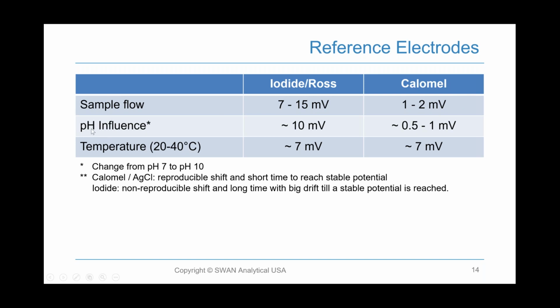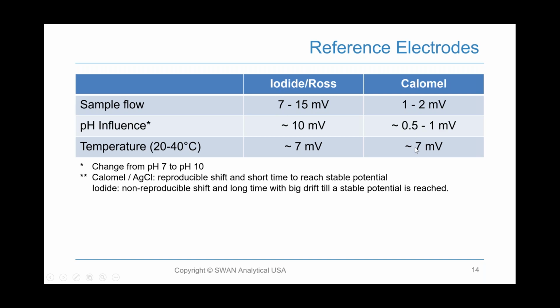When we varied the pH, we saw a significant drift, approximately 10 millivolts, of the Ross electrode, and a maximum of 1 millivolt for the calomel. When we changed the sample temperature from 20 to 40 degrees centigrade, both electrodes drifted approximately 7 millivolts. So why is this significant? Well, if you have all three of these parameters fluctuating at the same time, you can have as much as 32 millivolts drift with the Ross electrode, whereas with the calomel, the maximum is about 10 millivolts.